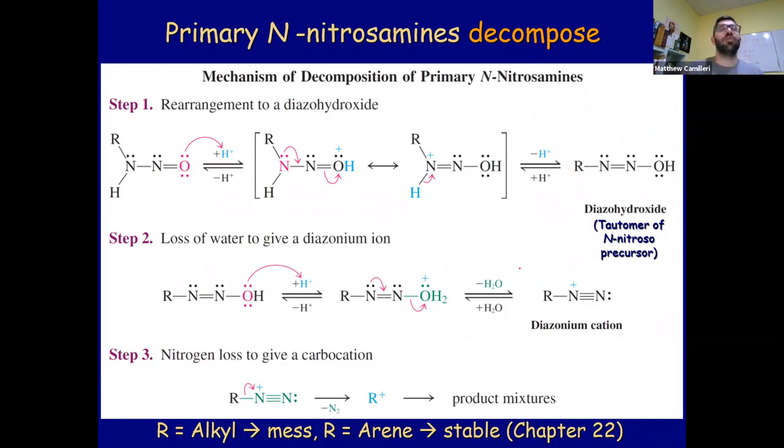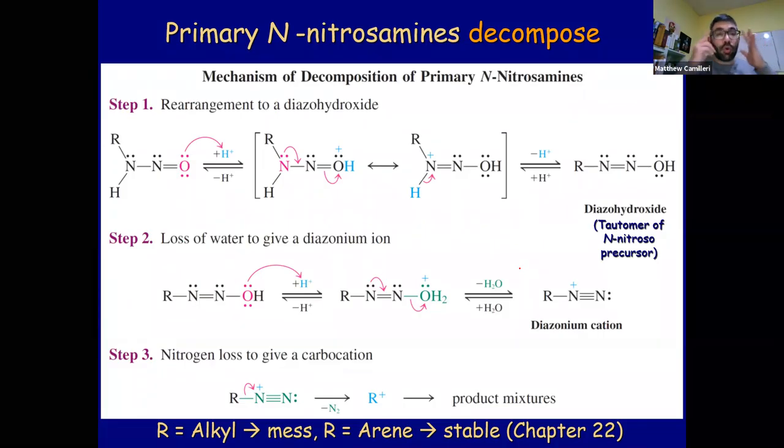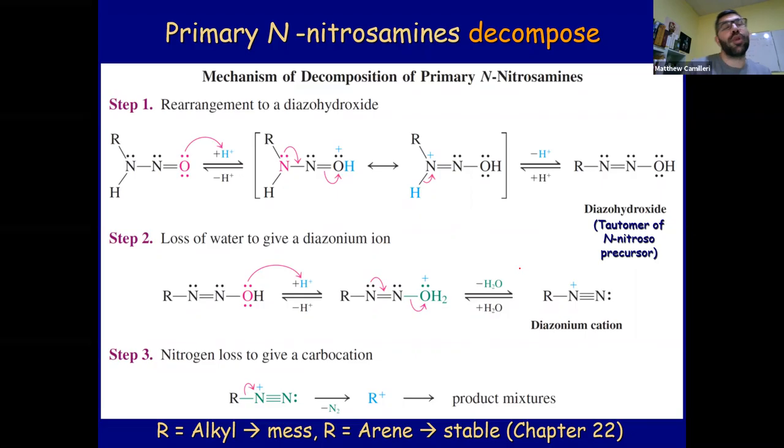And this is what you normally do as diazonium salts when you had your A level. So this is the rearrangement of the diazo hydroxide. Okay? So the first thing you need to think about is protonated. If you have an oxygen, always protonate it. If you're unsure about what to do, always protonate. Note that all the reactions are at equilibrium, apart from the last one.